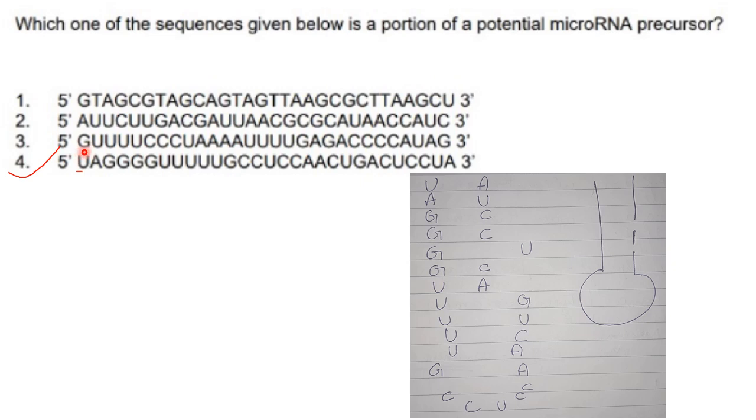If you see option 3, you can see G pairing with G, which is not possible, U pairing with A, okay, U pairing with U, again not possible. If you see this one, A pairing with C, not possible, U pairing with U, not possible. If you see option 1, it is G pairing with U, T pairing with C, again not possible. So the correct answer is option 4.